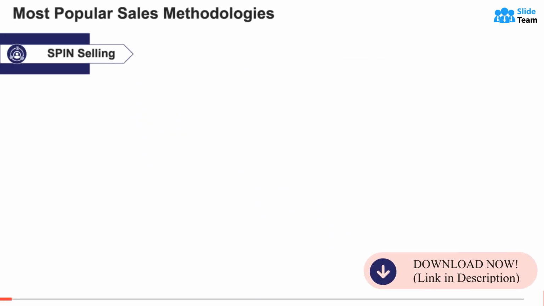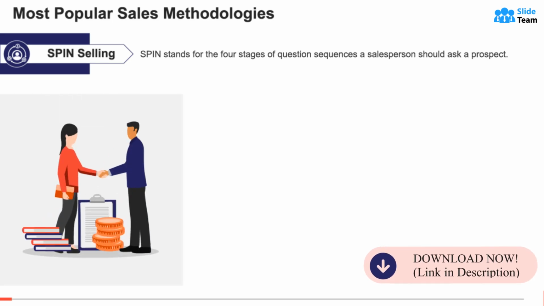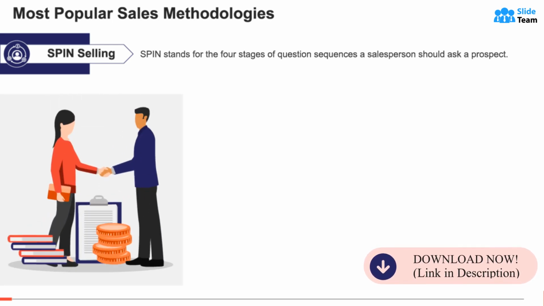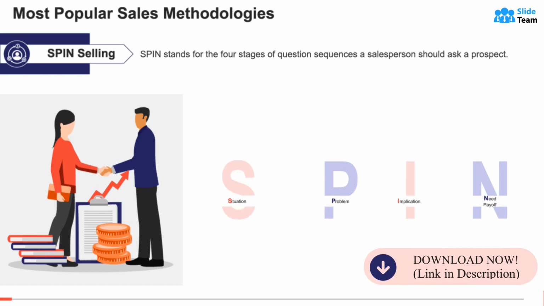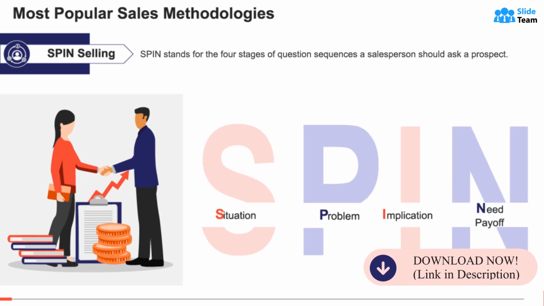Explore SPIN selling, the 4 stages of question sequences a salesperson should ask a prospect. When expanded, SPIN spells situation, problem, implication, need-payoff.